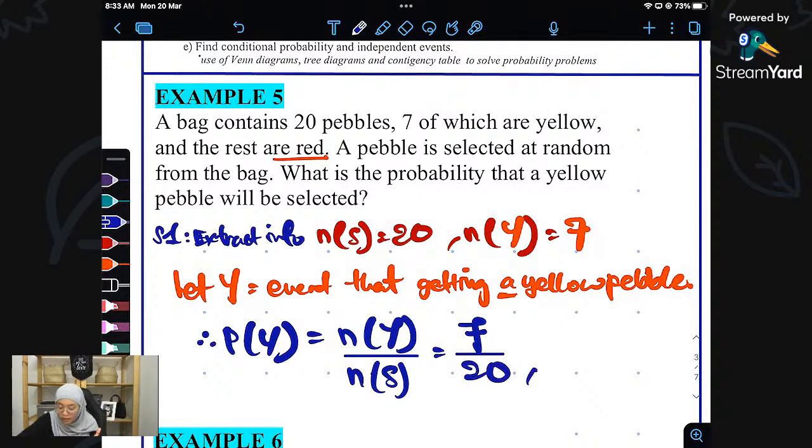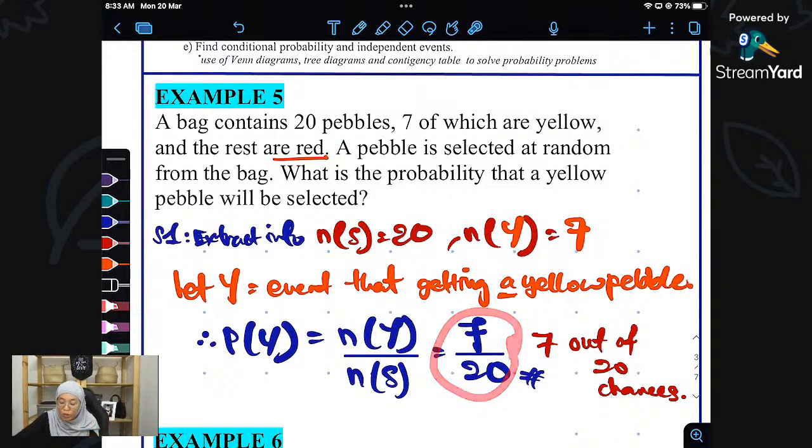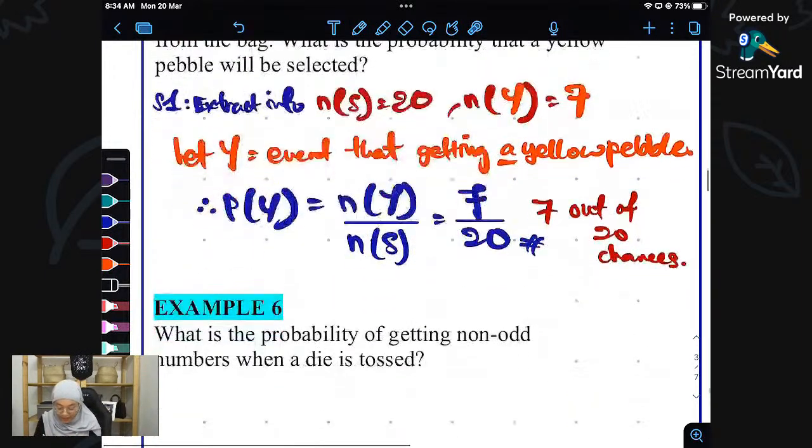7 out of 20 chances. Yes, this is the word. 7 out of 20 pebbles, 20 chances. So 7 out of 20 is the probability that you will get 1 yellow pebble. So the chances is very low, but this is the only way. This is a starter to learn probability. We do not know the exact answer, the exact certainty, but we do know the chances. Okay, right, go on.